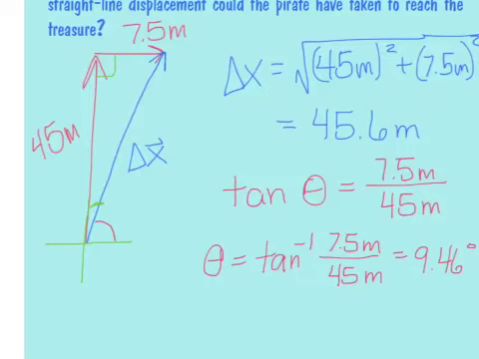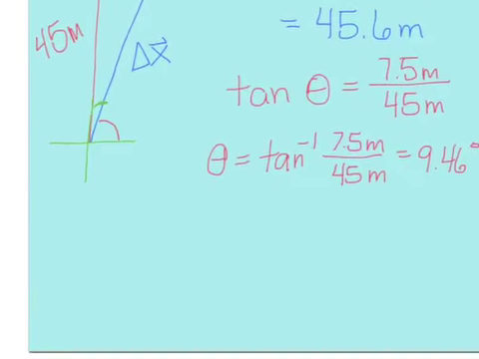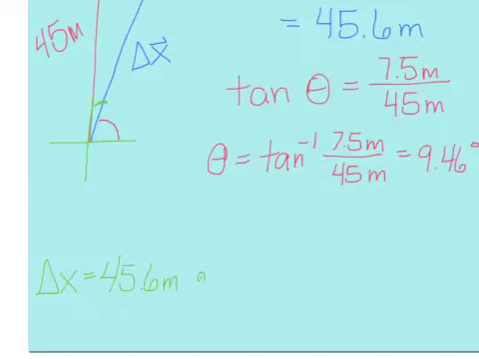Now, once again, we learned in class that it's not enough to just give an angle, we have to tell where as well. So the full and complete answer for this problem would be that my displacement is equal to 45.6 meters at an angle of 9.46 degrees, and I would say east of north. Again, I tend to prefer using the north, south, east, west notation.